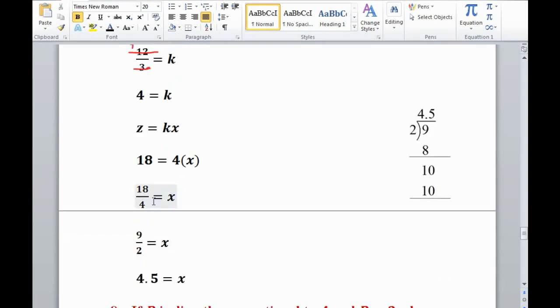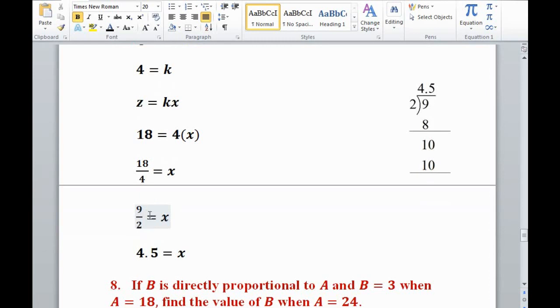Now we have a common factor between 18 and 4, like 2 times 2 is 4, and 2 times 9 is 18. So the equation is 9 upon 2 equals x. Further, if you divide 9 by 2, we will get 4.5, which is the value of x. So x equals 4.5.